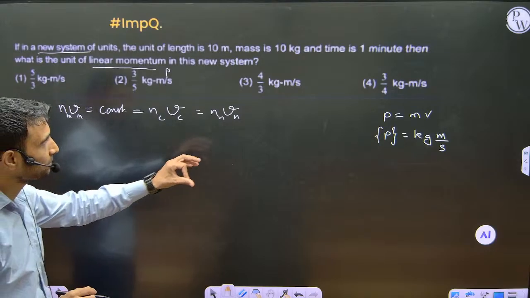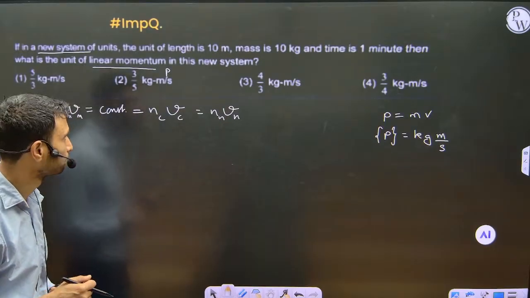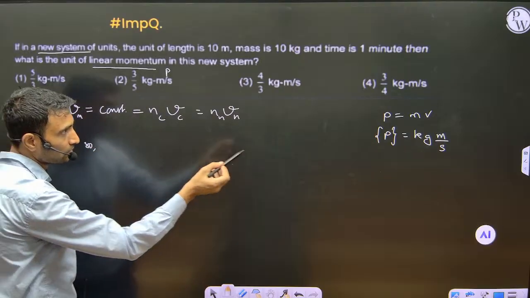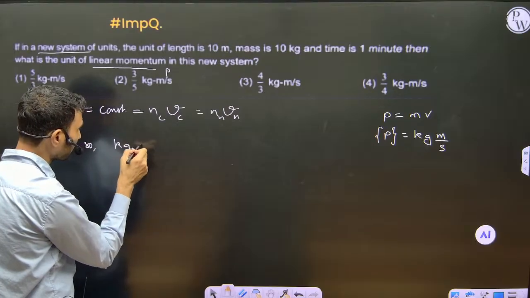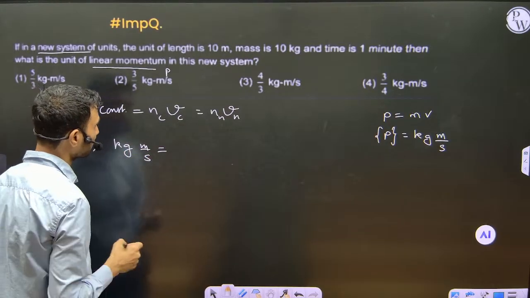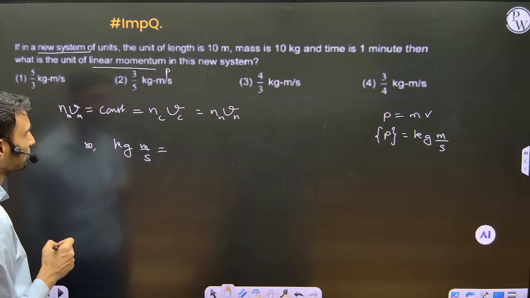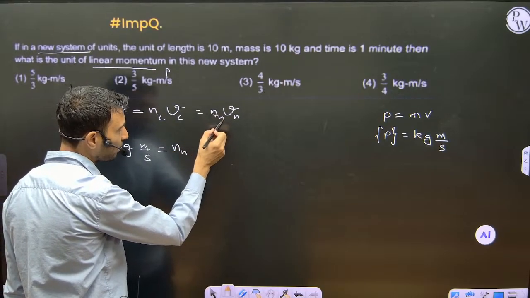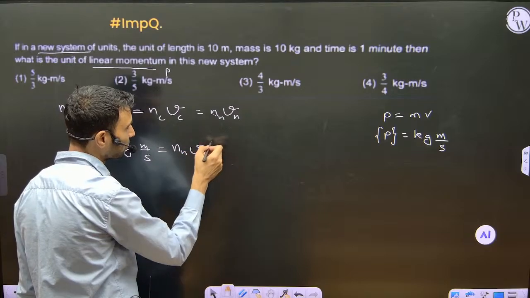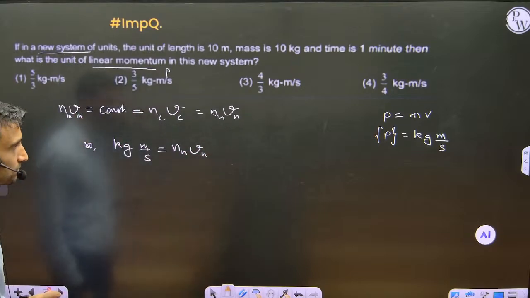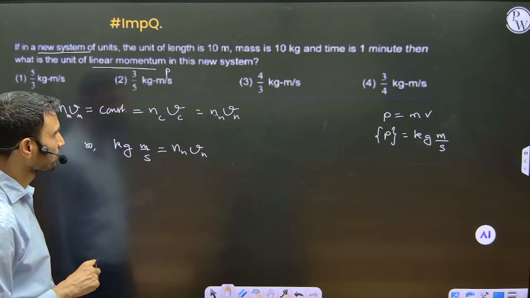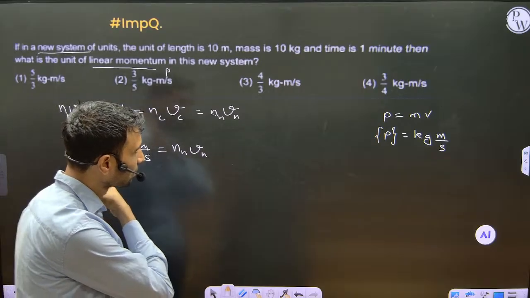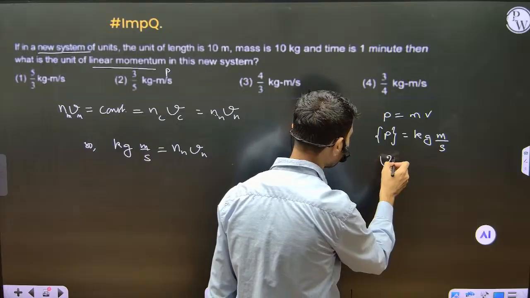Now we want to write the same thing but in the new system of units. So momentum is kg into meter per second, and that's equal to the numerical value in the new system multiplied with the unit in the new system. Now let's find out what the unit in the new system will be.